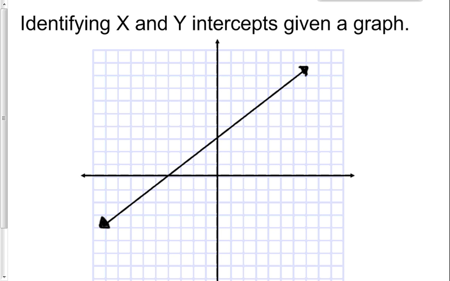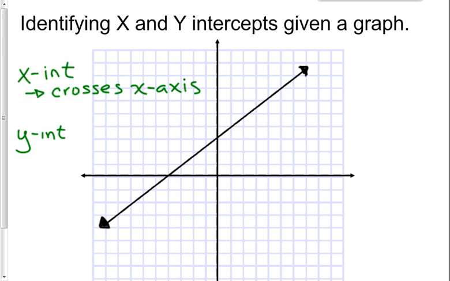So let's start by looking at identifying X and Y intercepts given a graph. Remember that the X-intercept is where the graph crosses the X-axis. And the Y-intercept is where the graph crosses the Y-axis.